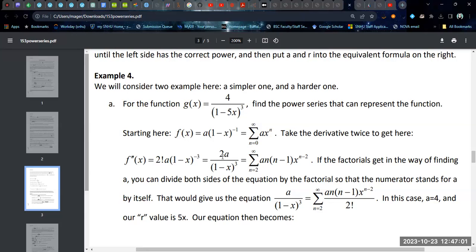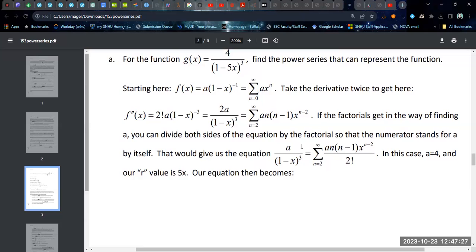Another way that you can do this is to just divide this 2 to the other side of the equation. That's fine as well, and then you don't have to worry about it. You can just plug in the value of the numerator into your formula and then go from there. It will cancel appropriately. Either way is fine. Now, once you have your formula plugged in, and you've identified your a and your x, you're going to have to reset this formula at n equals 0.